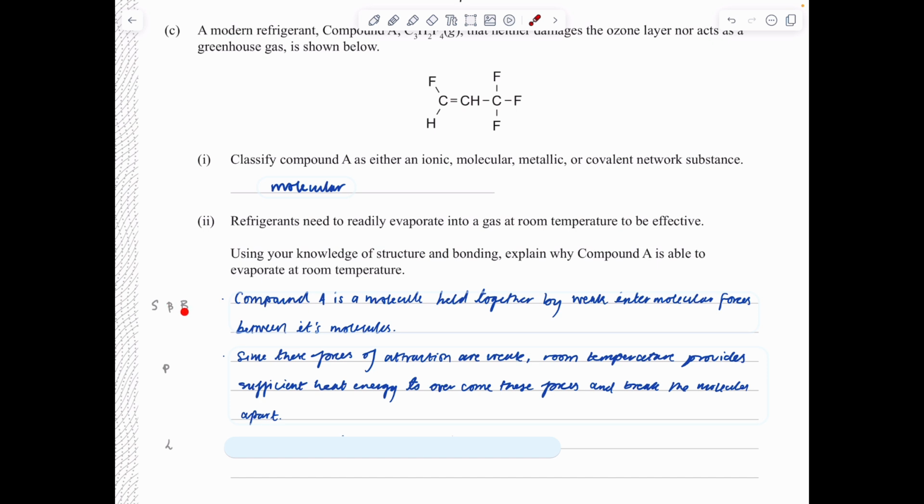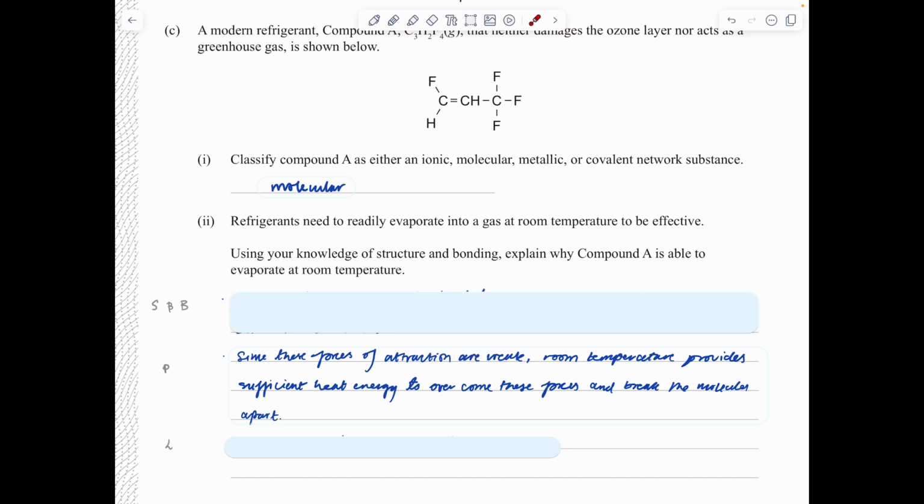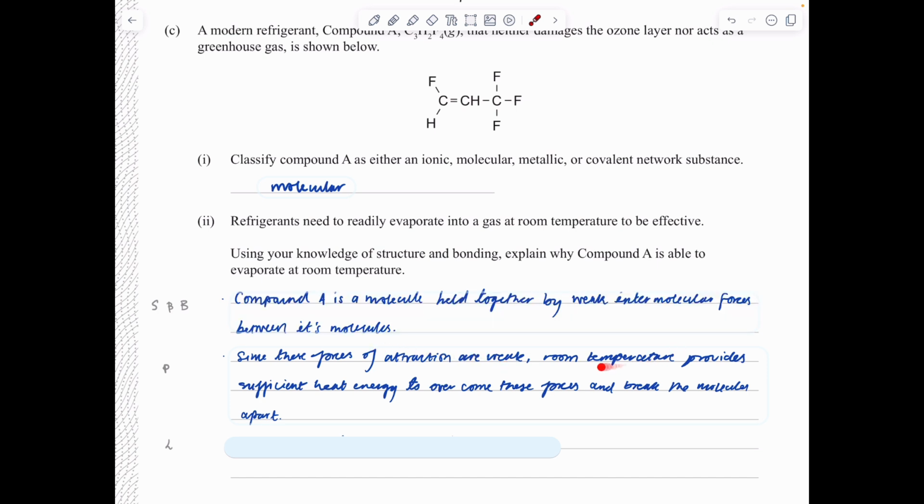Okay, P is for properties. And so we're linking the structure and bonding to its properties, all right? In this case, the property is that it readily evaporates. So we're explaining why it readily evaporates. Since these forces of attraction are weak, the intermolecular forces, room temperature provides sufficient heat energy to overcome these forces and break the molecule apart. All right. Now, L is for link, so we're linking back to the context. This allows the substance to evaporate readily. Okay, I missed out a little bit there, but add that into your own answer.